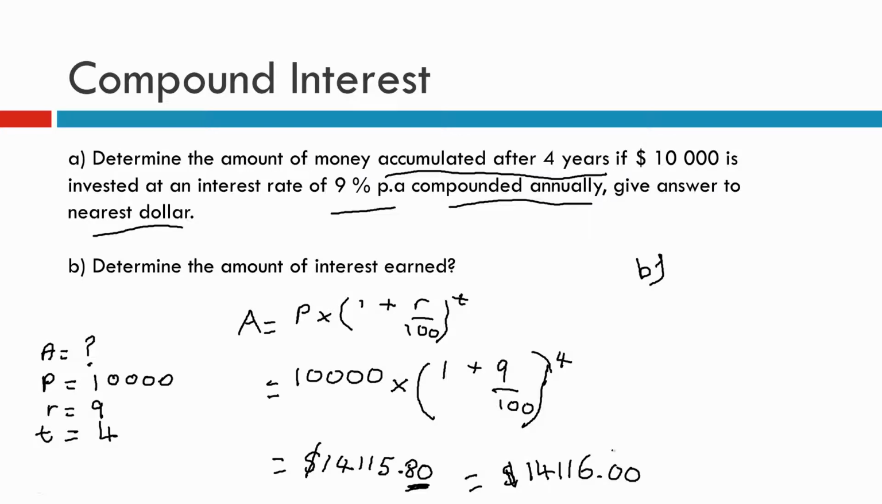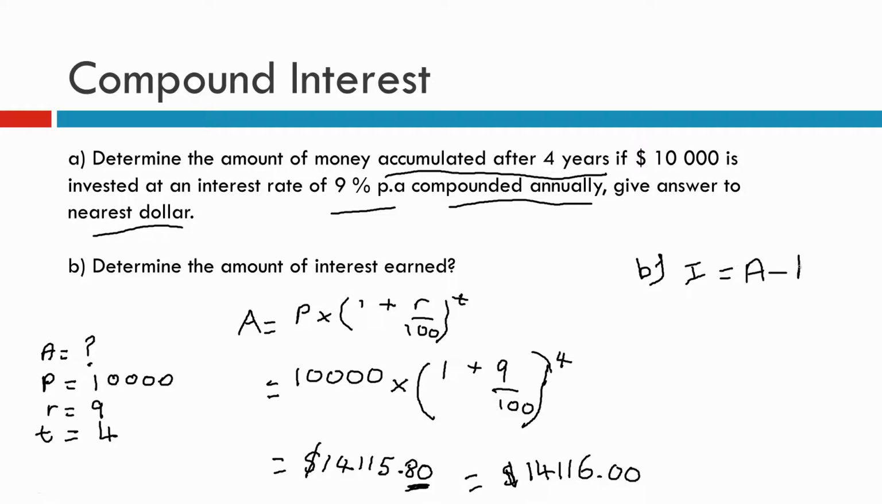$14,116. That's what it grows to. Now part B says, determine the amount of interest earned. Well, I had 10,000. Now I've got $14,116. How much do I have, guys?